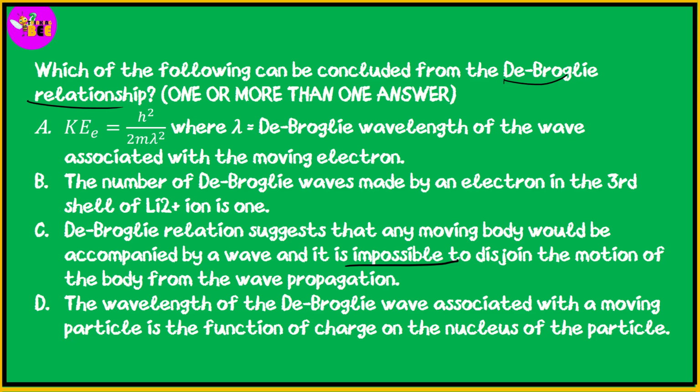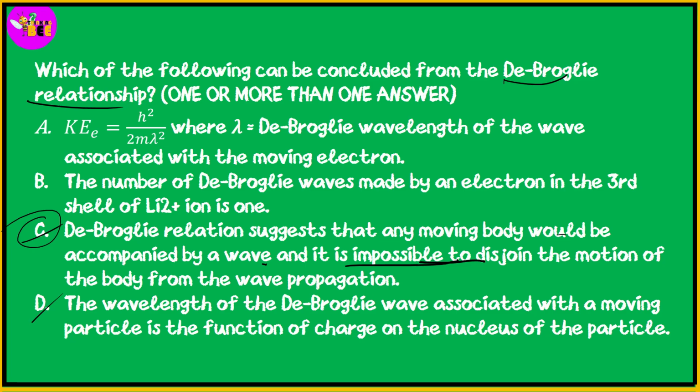So, if we look carefully, we can see that option C and option D are theoretical. So, let's deal with them first. Option C says the de Broglie relation suggests that any moving body would be accompanied by a wave, and it is impossible to disjoin the motion of the body from the wave propagation. This is basically the definition of the de Broglie relationship.